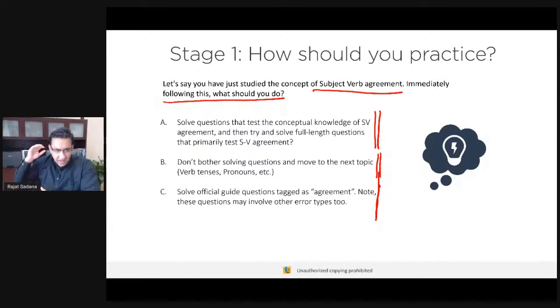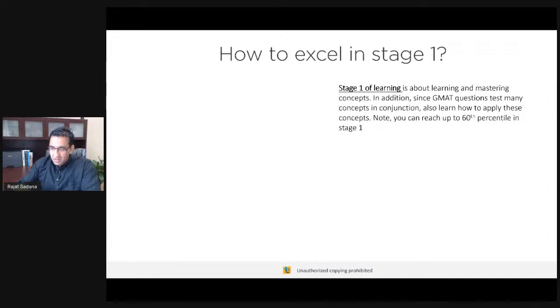How many of you say, hey, I am in stage 1 of learning. This is what I'm going to do. I'm not going to blindly practice questions. I'm not going to practice hard questions over here when I'm in stage 1, because I know I'm in stage 1. I should not be solving hard questions. So how do you excel in stage 1?